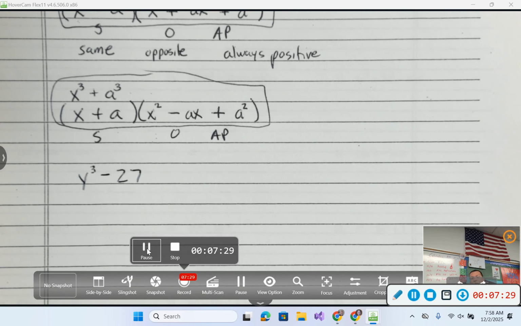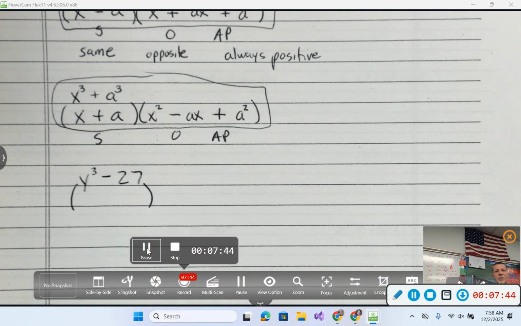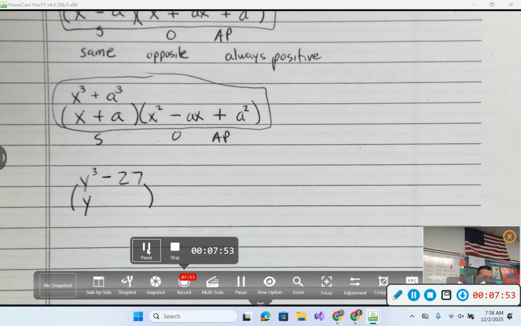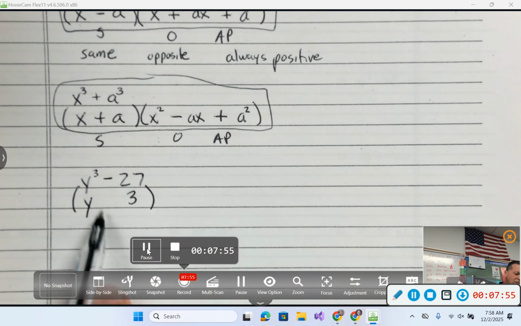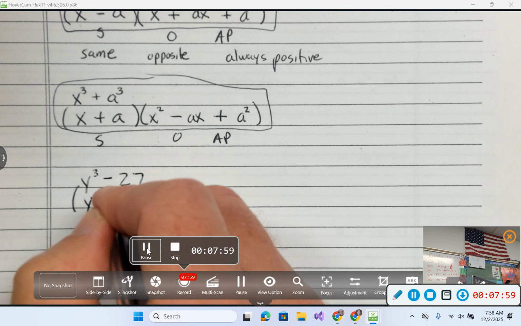Okay, so I guess the first question is, do we recognize that those are both perfect cubes? No. Did we cube something to get to y cubed? Oh wait, that could be cubed. What would we cube to get to y cubed? Careful. You answered the next question. It would be y. And what would we cube to get to 27? 3. And what sign should I use on my first parentheses? Y minus, because it's the same.